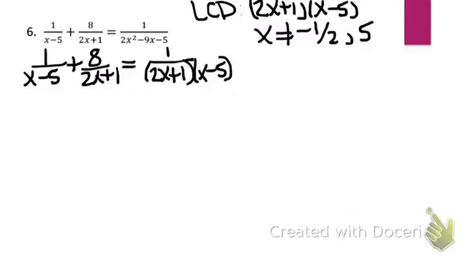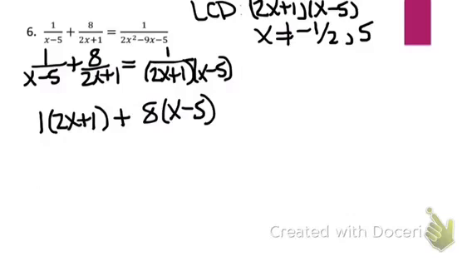So, bring down my numerators. The 1, he is missing 2x plus 1 in his denominator. The numerator of 8, he is missing x minus 5 in his denominator. And the 1 is missing nothing, so I'm not going to multiply him by anything, okay? Brought down my numerators, multiplied them by whatever their denominator was missing from the LCD, okay? Now I'm just going to simplify.